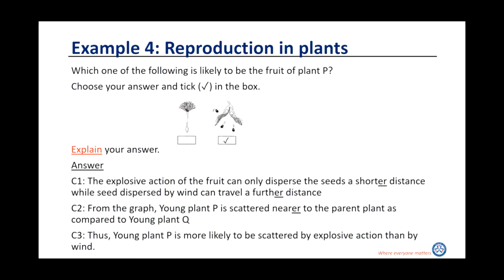C2, which is the connection and evidence. From the graph, young plant P is scattered nearer to the parent plant as compared to young plant Q. In conclusion, the young plant P is more likely to be scattered by explosive action than by wind. Analyzing the answer, comparative words are used in C1 and C2 to compare whether the distance is nearer, shorter, or further, instead of just stating near, short, or far, as a comparison must be made between the two methods of dispersal.